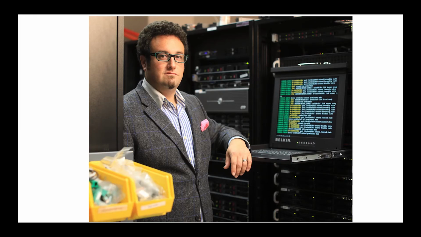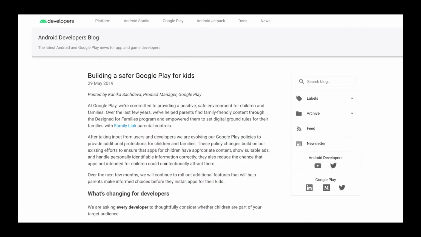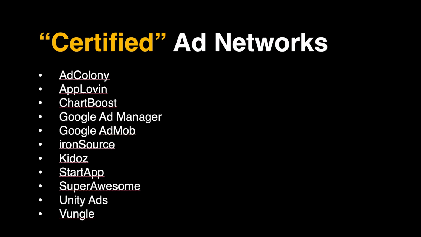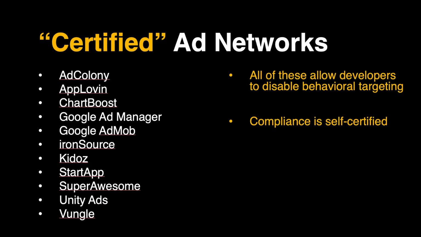That was fun. But anyway, the real impact was Google actually changed their policy. So Google, in response to this, started requiring that any third-party ad networks only come from this pre-approved list. This is probably expanded since. But the point is, all of the certified ad networks that are allowed in kids' apps are certified because they allow developers to disable the behavioral advertising.